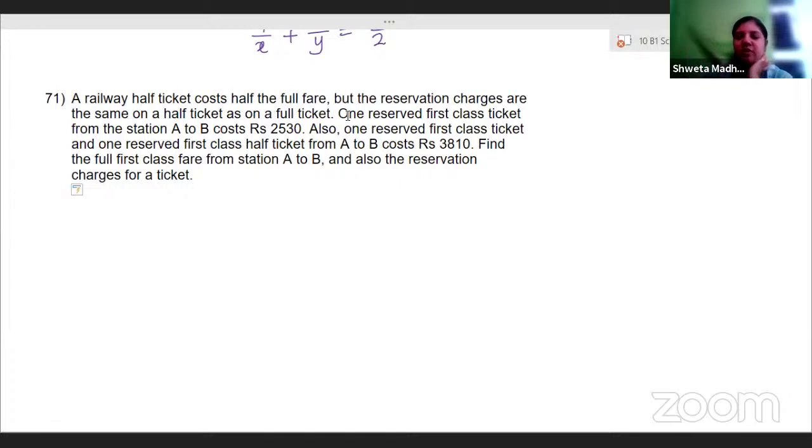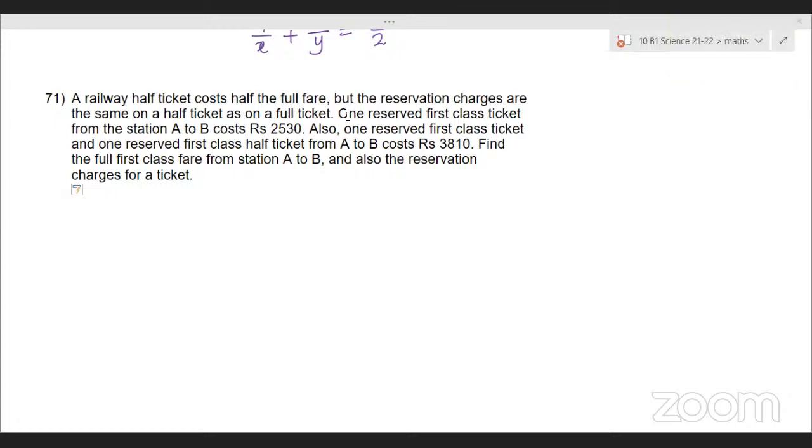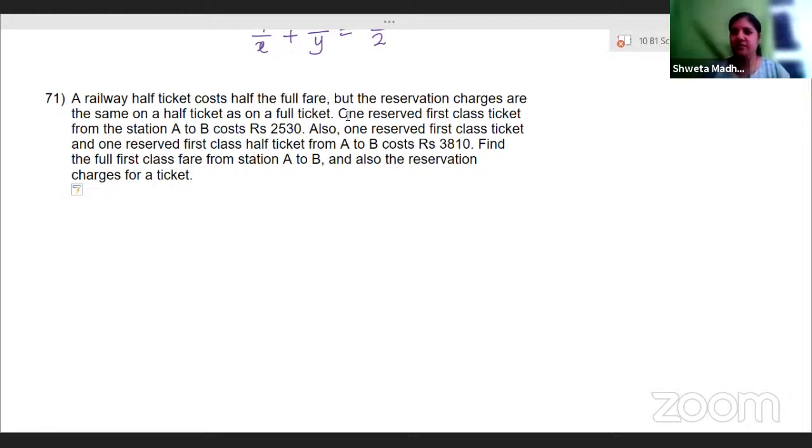Able to understand this? Suppose the full ticket cost is 100 rupees. So what is the cost of a half ticket? 50 rupees. And whenever we are reserving, the reservation charge will be the same for both the half ticket as well as the full ticket. Suppose the reservation charge is 10 rupees. So 110 is the fare of one full ticket, and the person has to pay 110. So the total cost of the ticket is its fare plus the reservation charge. While booking a ticket, the person has to pay the actual cost of the ticket plus the reservation charge.